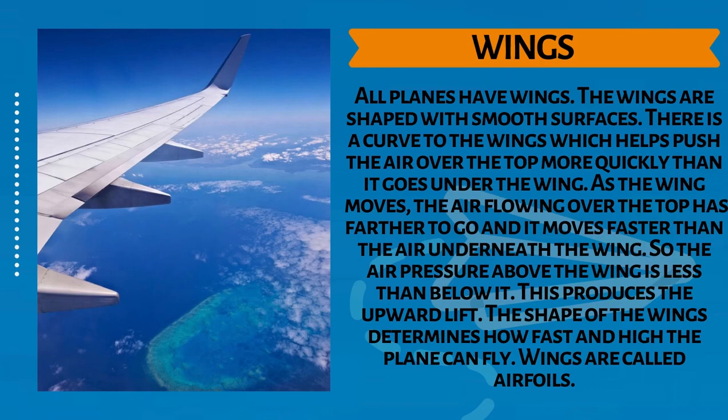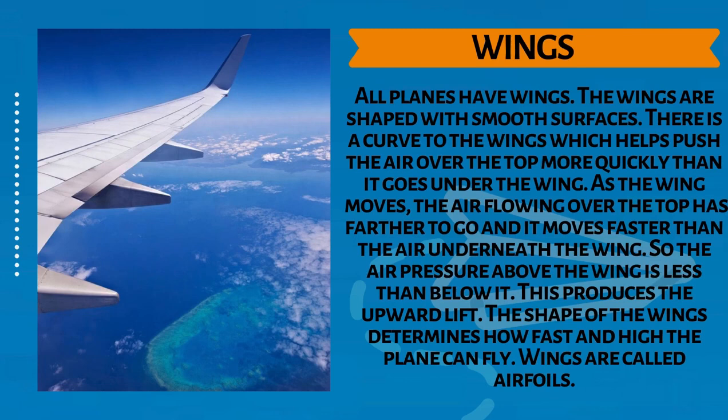Wings. All planes have wings. The wings are shaped with smooth surfaces. There is a curve to the wing which helps push the air over the top more quickly than it goes under the wing. As the wing moves, the air flowing over the top has farther to go and it moves faster than the air underneath the wing.